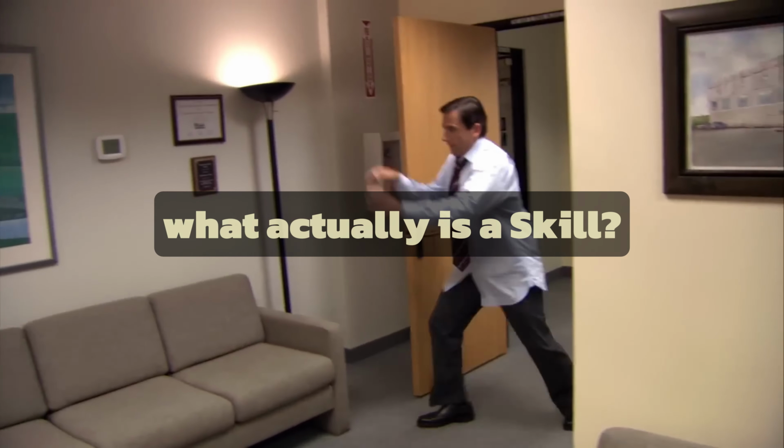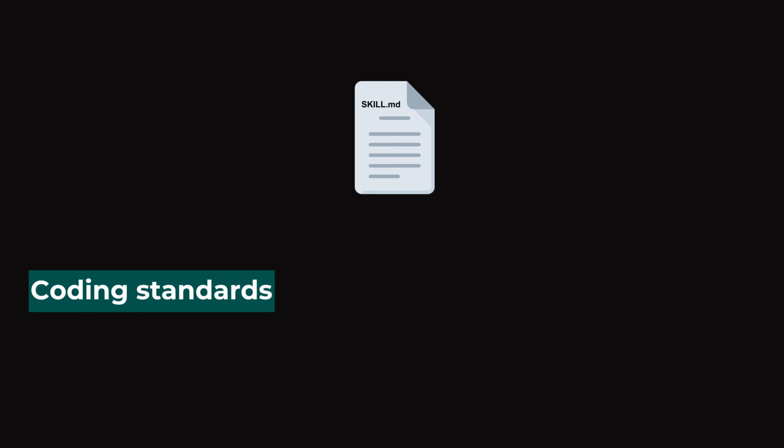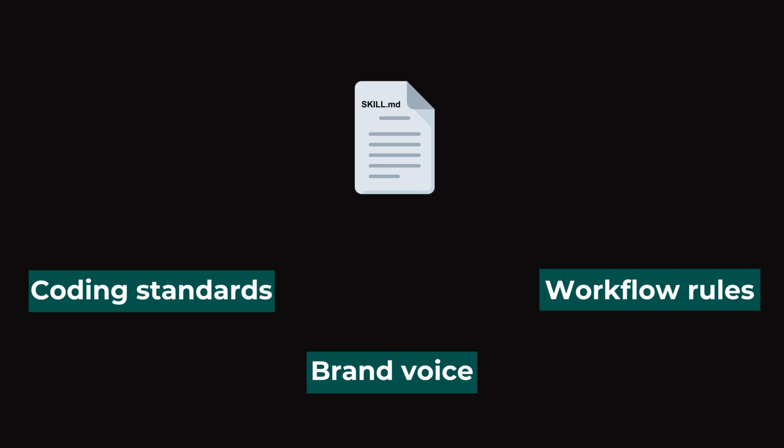Let's not waste it. So what actually is a skill? It's a folder, one markdown file inside skill.md. That file is Claude's permanent SOP for a specific task. Your coding standards, your brand voice, your workflow rules, all in one place.